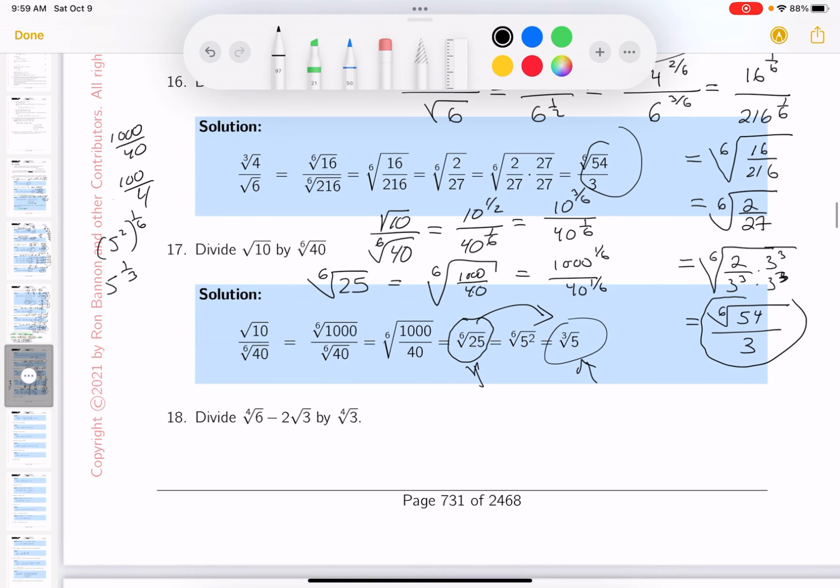Certainly some people look and say there's a lot of busy work. I'm not saying it's not, but I got to get this thing written down. They want me to divide. I'll write this over here for you. That's the 4th root of 6. These are principal roots, by the way. 2 times 3 to the 1/2. And they want me to divide by the 4th root of 3.